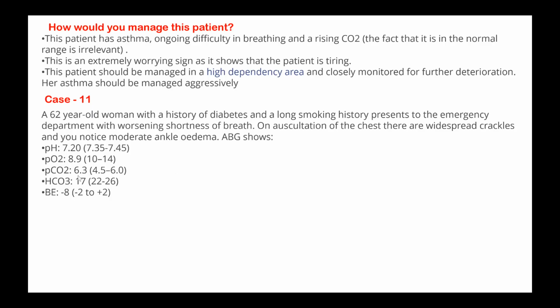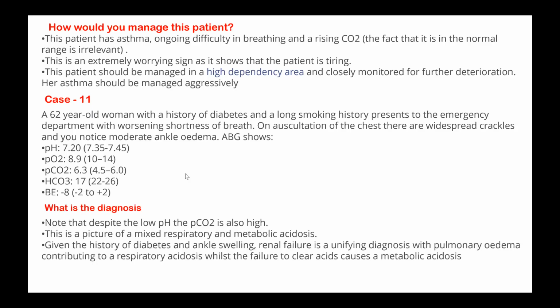Metabolic compensation means bicarb should go up, isn't it? Because respiratory acidosis will produce more hydrogen ions, compensation should come in the form of increasing bicarbonate. Compensated, sir? Not compensated. Probably there is an element of metabolic acidosis also, isn't it? So it will be a combined disorder. Note that despite the low pH, the PCO2 is also high. This is a picture of mixed respiratory and metabolic acidosis.